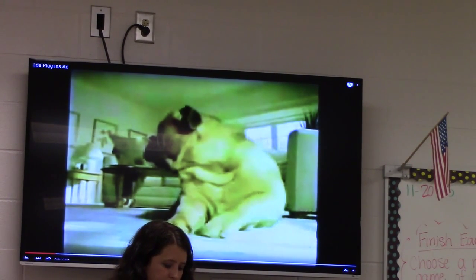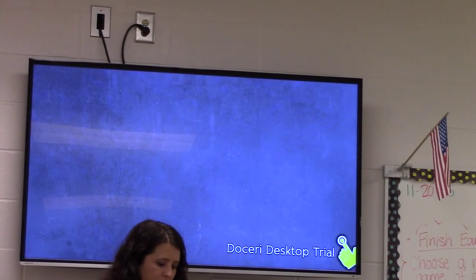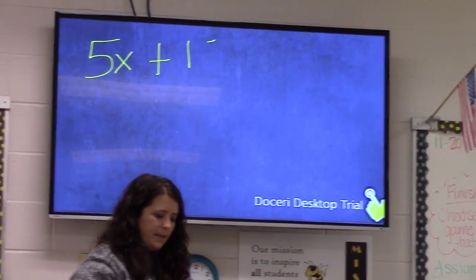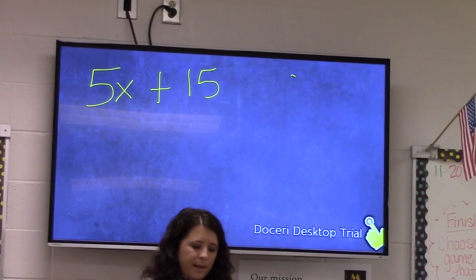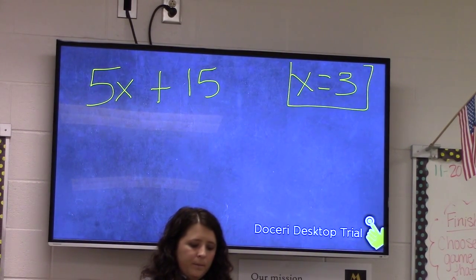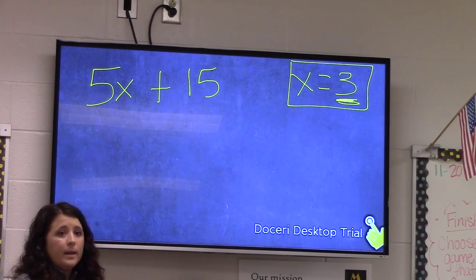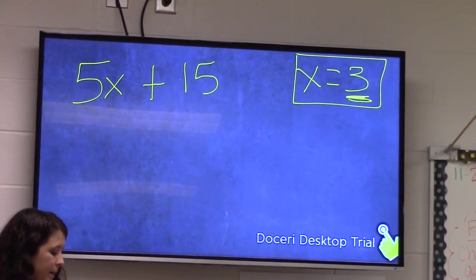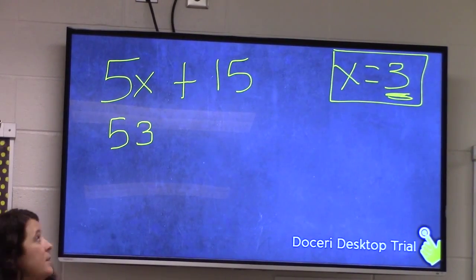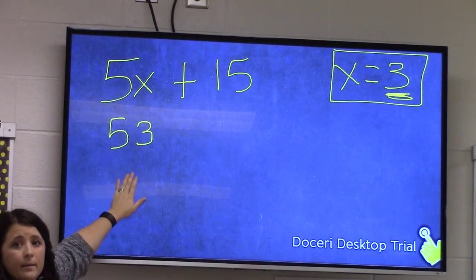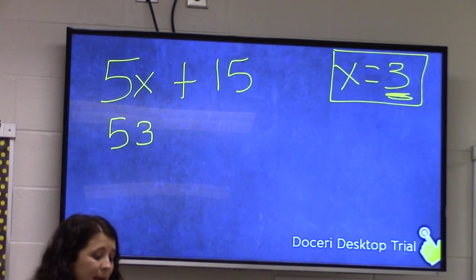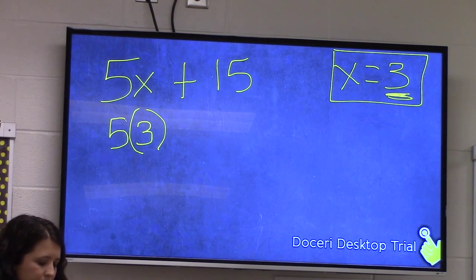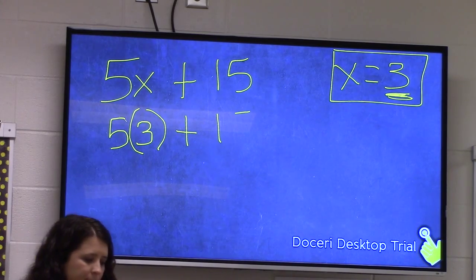For instance, if you had 5x plus 15, and you are given that x equals 3. With that 3, you are going to plug it in. So everywhere I see x, I'm going to plug it in. So I plug this in, and this says 5, 3. Some kids think that that would be 53. That is not 53. It's going to be 5 times x. So I use like a parentheses to put those beside each other. So 5 times 3 plus 15.